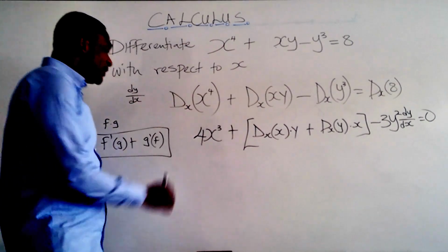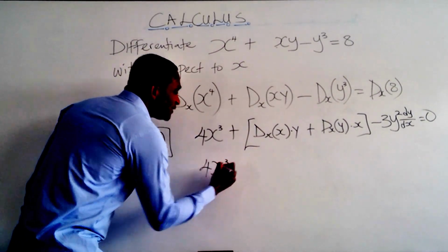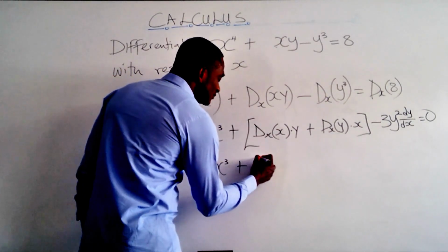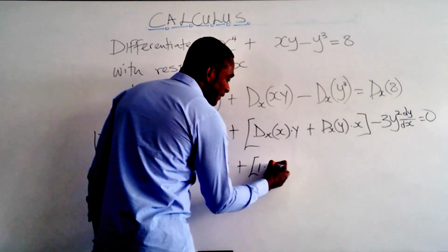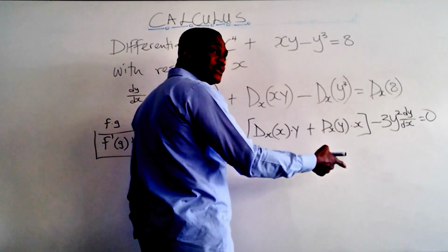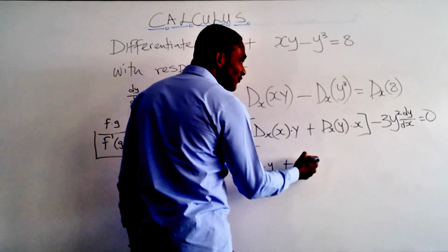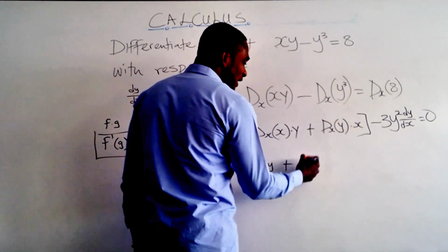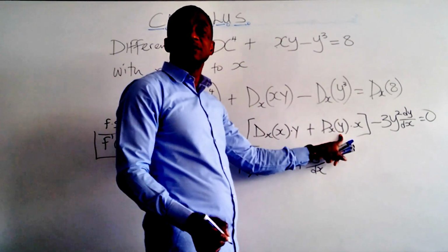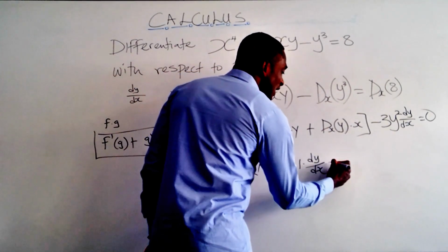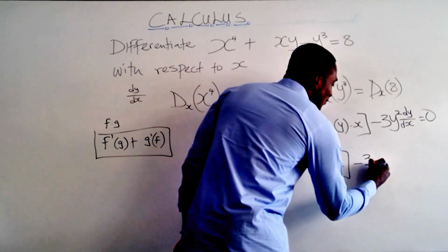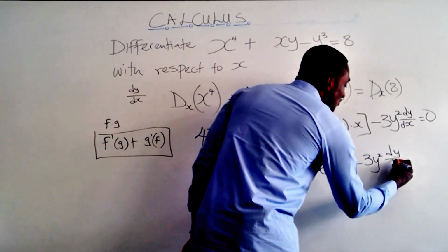Now let's go on and complete this. We have 4x to the power of 3 plus the derivative of x times y. So we have 1 times y plus the derivative of y. We are differentiating with respect to x. So we will have the derivative of y as 1, but we have the dy over dx because we didn't differentiate with respect to x. And we also have our times x. Then minus 3y squared, and we have the dy over dx.